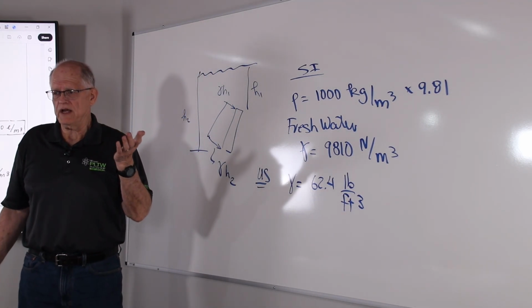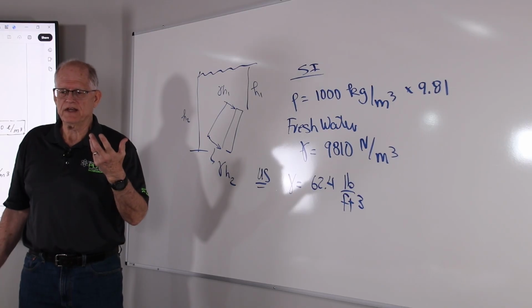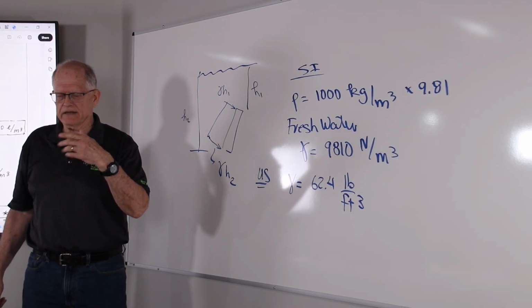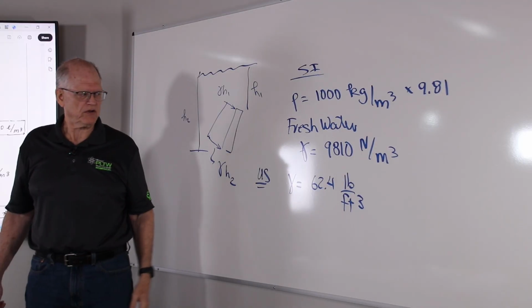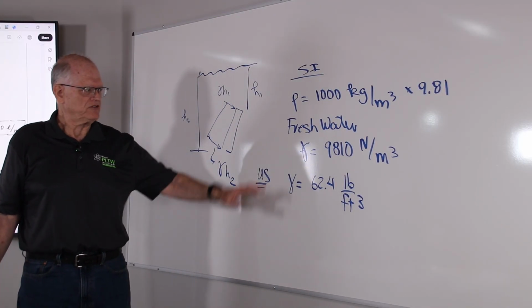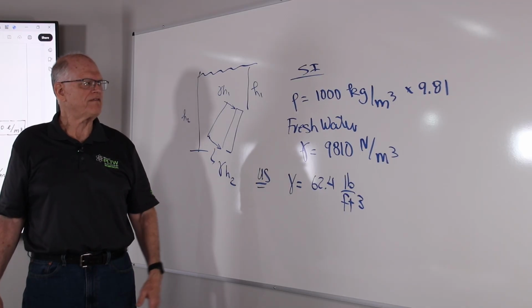Obviously, if the water has solids dissolved in it, my background is petroleum engineering, if you dissolve clay in it or barite or some weighting material, then the gamma will be higher than that. But this is for fresh water. And so these are the terms we most often use.